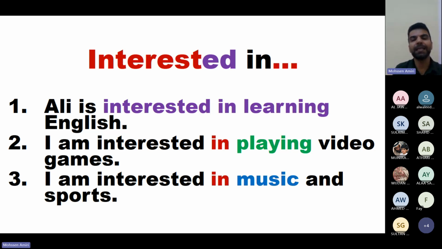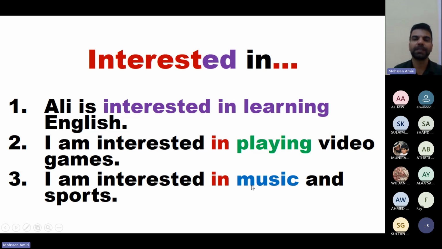So for example, we said Ali is interested in, the huruf jar is in. Be careful. بعد in, the fi'l should get ing. ضروري. We don't say that Ali is interested in learn. لا. Ali is interested in learning. Ali is interested in watching. Of course, if after in is a verb, we put ing. But if it's not a verb, then we don't put ing.